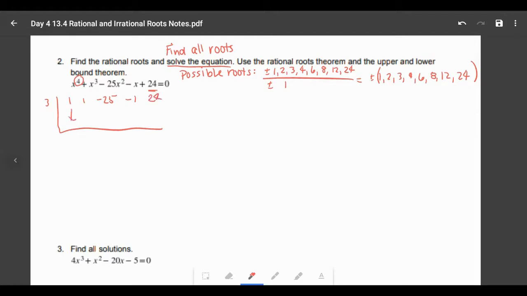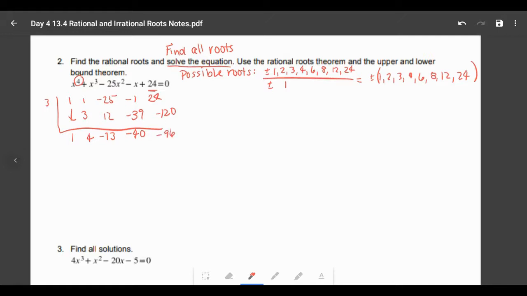All right, so I'm going to do 3 times 1 is 3. 1 plus 3 is 4. 3 times 4 is 12. We had negative 13. I get negative 39. Get negative 40. Get negative 120. And I get negative 96.